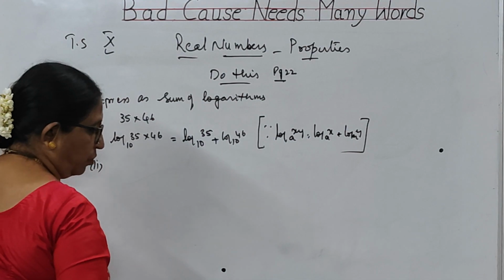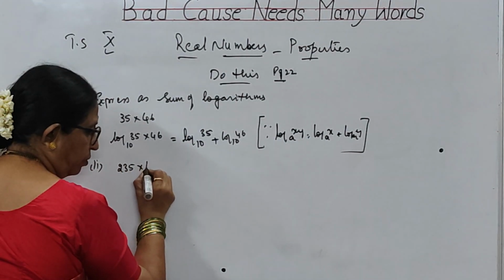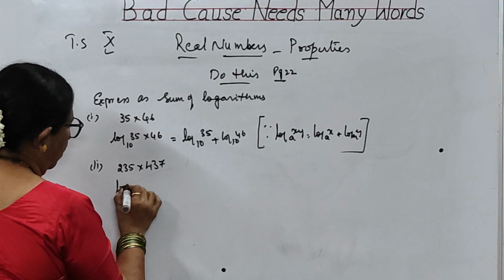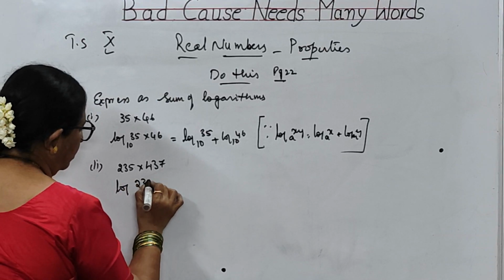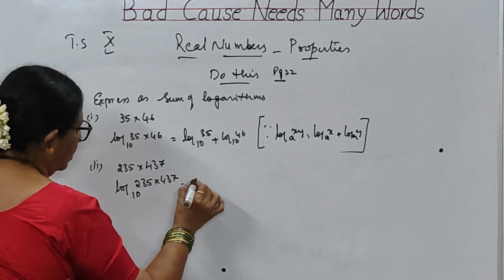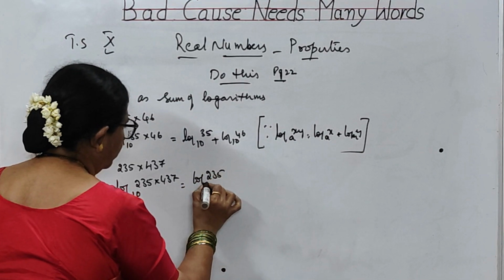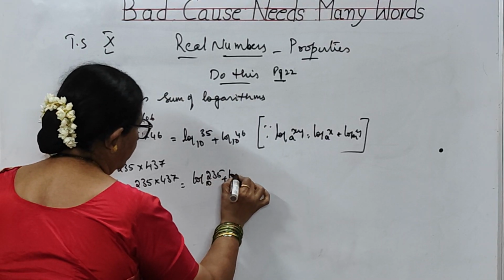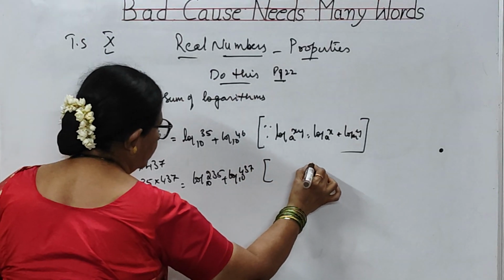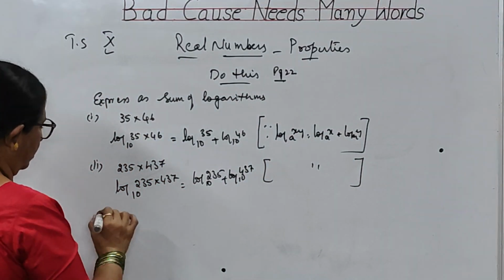Now the second one, 235 into 437. So log 235 into 437 to the base 10 can be written as log 235 to the base 10 plus log 437 to the base 10. The reason is the same. The same reason, you can write it here.